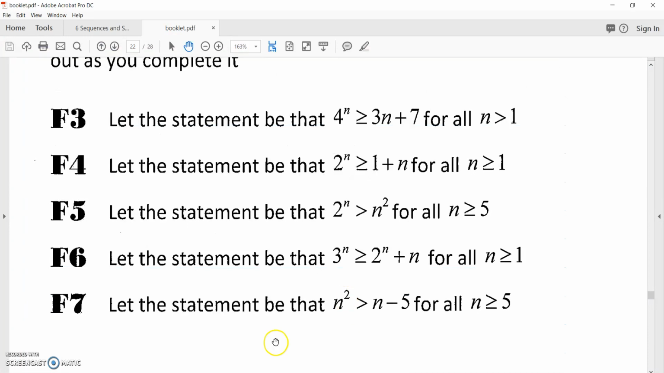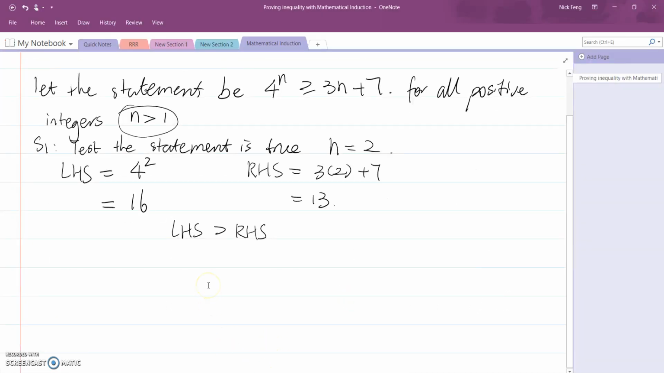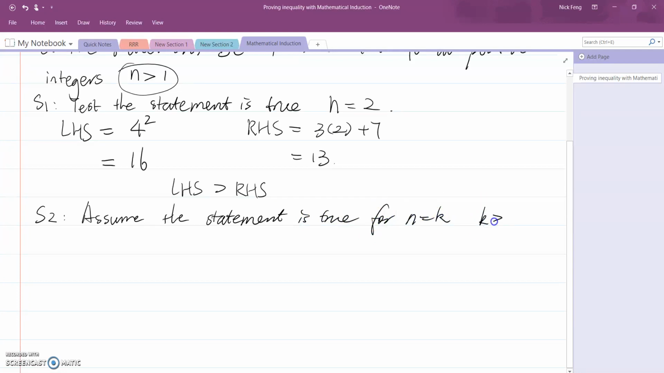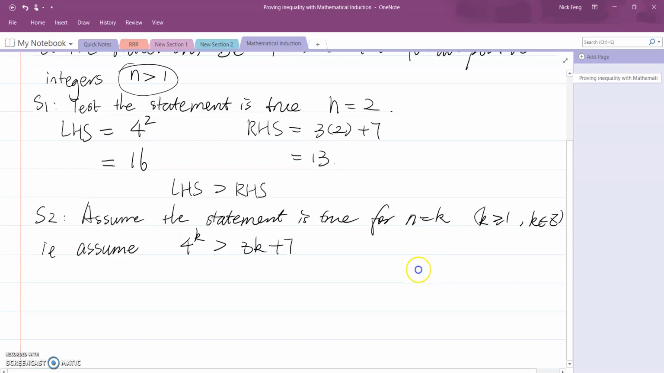Let's check if that's right. Yep. Okay. So step 2. Assume the statement is true for n equals k, where k is greater than or equal to 1 and k belongs to the integers, i.e. assume 4 to the power of k is greater than 3k plus 7.